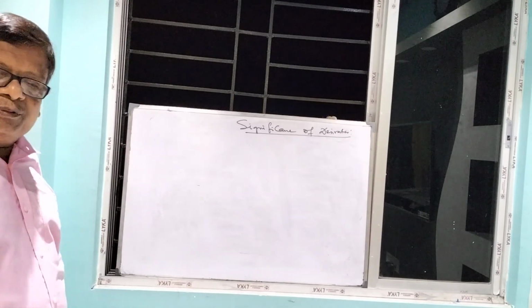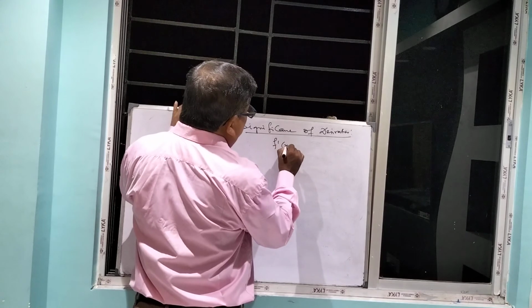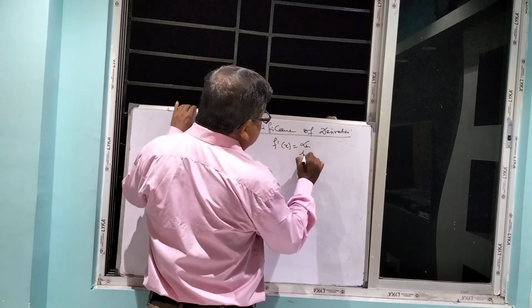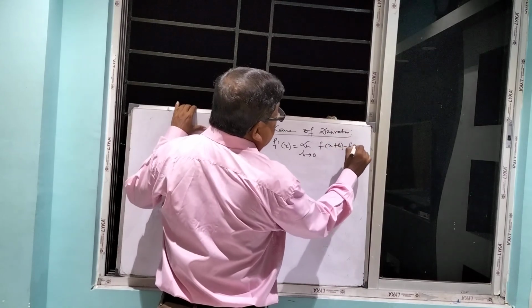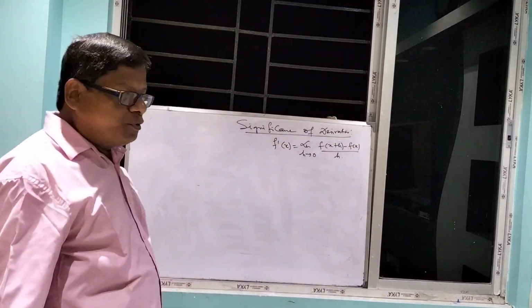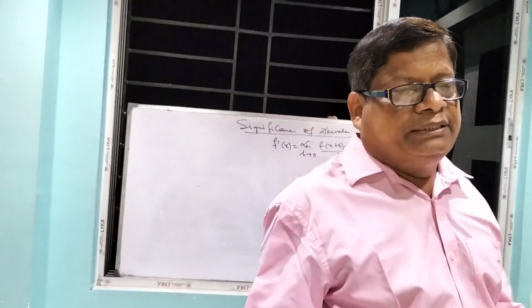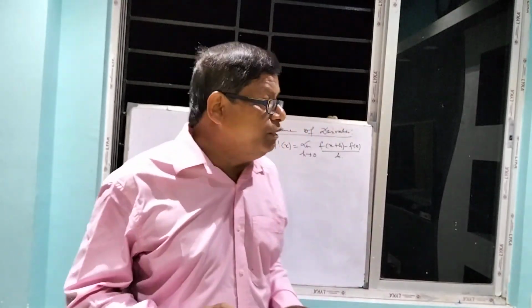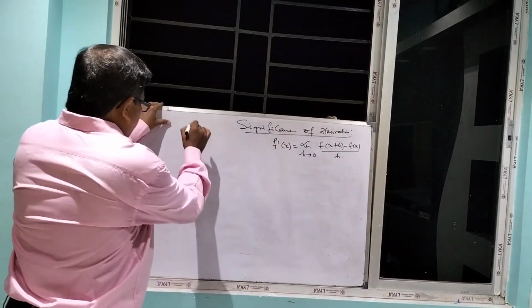So all of you know the first principle formula of dy/dx or f dash x: limit h tends to 0, f of (x plus h) minus f of x, divided by h. So all of you know this formula. This is the first principle of dy/dx. Now see.